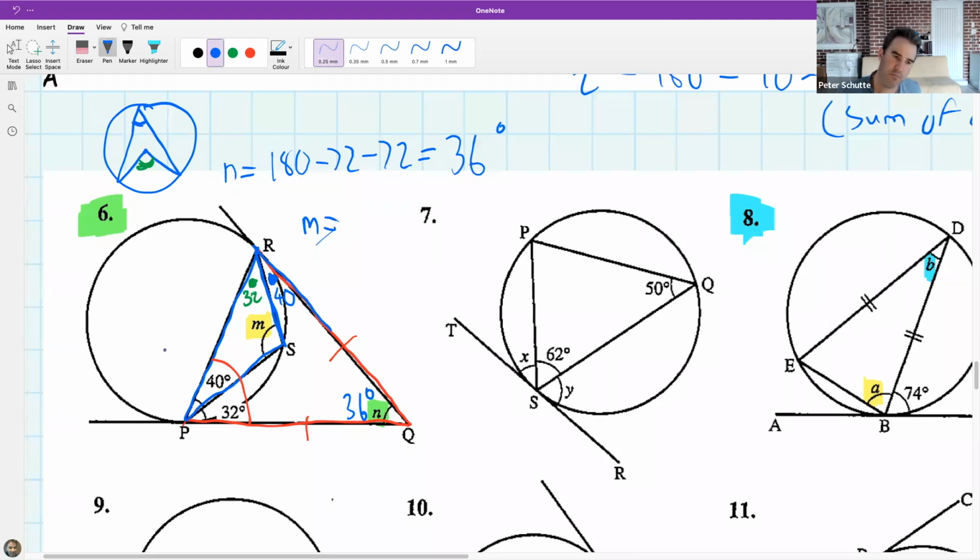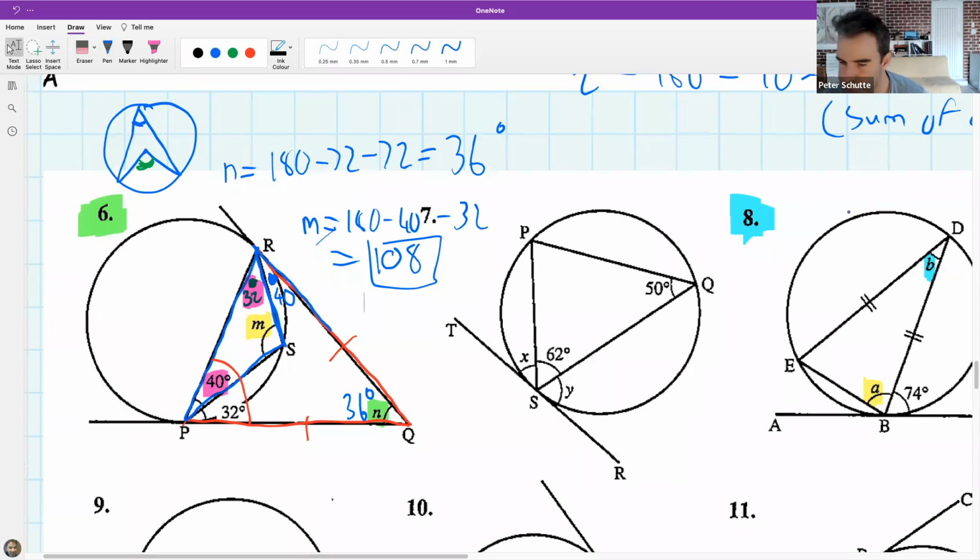So it looks to me like M, yeah, Mosima, let's go to you. Hi, sir. I'm thinking M is going to be equal to 180 minus 40 minus 32. I completely agree. So you were using this and this, yes? Yes, sir. And what was your final answer? My final answer was 108. Yep, perfect.